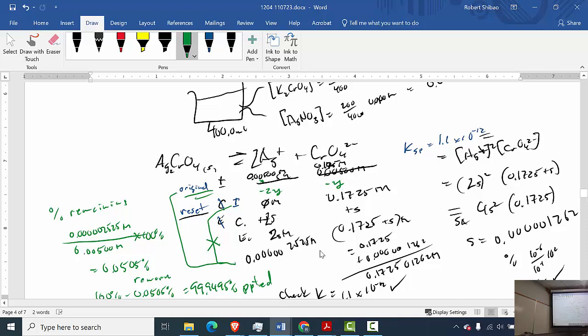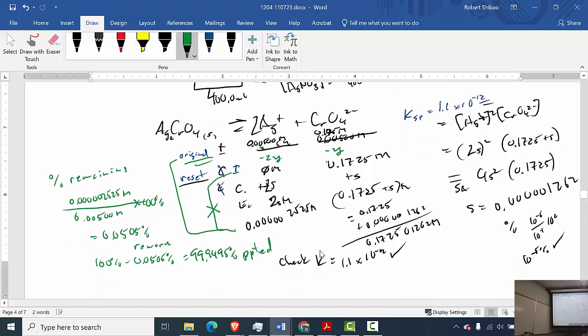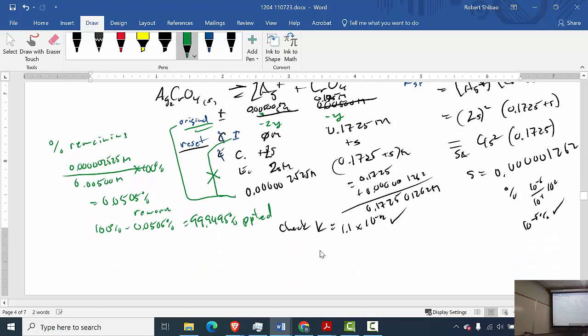The original, it doesn't make sense to do it from the reset. Even if we had a value here, we always have to do it from the original when we get percent reaction or percent remaining. And so this is 99.9495%. Is it possible to get 100% precipitation?